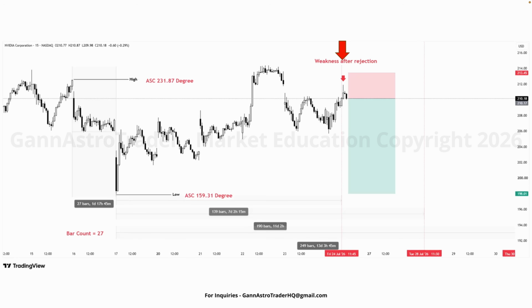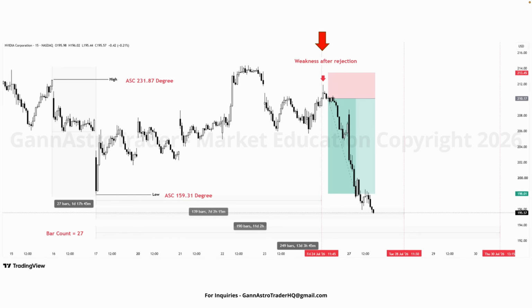Notice what happens as price approaches this time window. NVIDIA pushes higher, reaches this projected area, and then begins to show clear signs of rejection. Now let's move forward and see what happened after that first projected time. The rejection becomes much more obvious. After reaching the projected window, NVIDIA starts to weaken and price moves sharply lower.